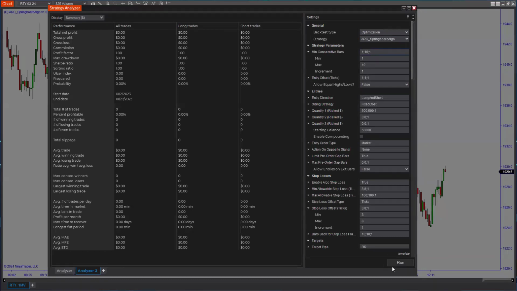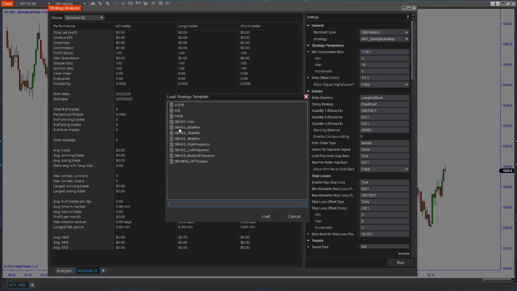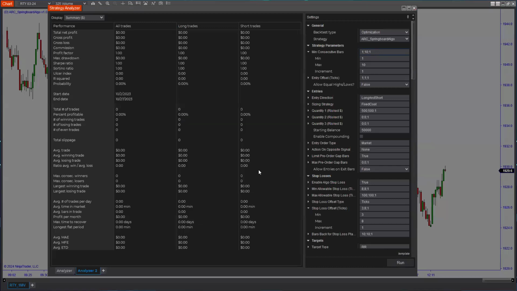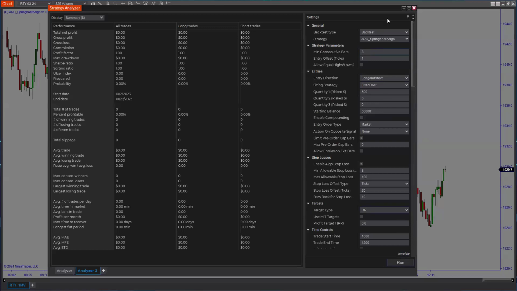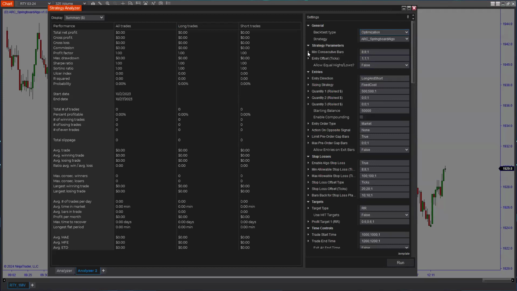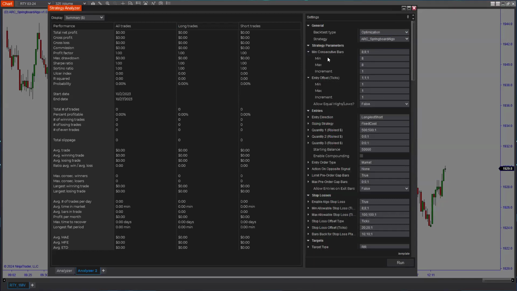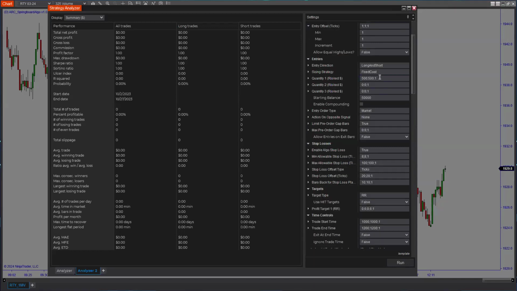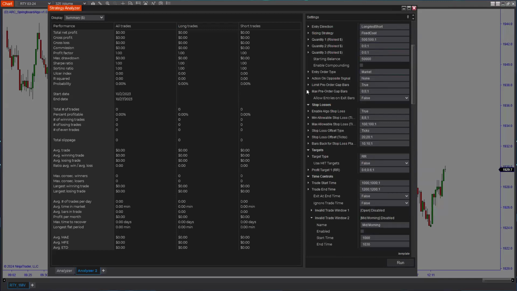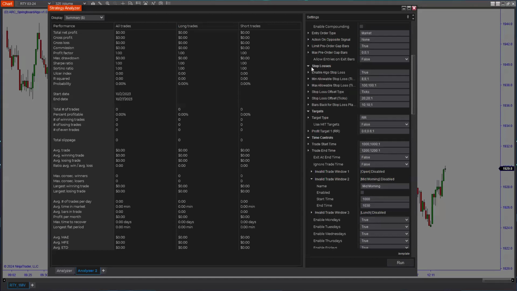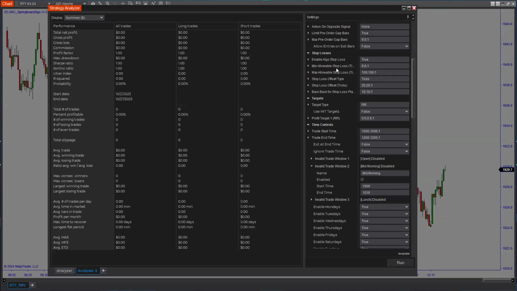All right, so what I'm going to do here is load a template. I'm just going to start with this and then go to optimization, and we're going to do some optimizing. Okay. So minimum consecutive bars is going to be one of the first things that I optimize. Entry offset is going to be one of the first things I optimize. Dollars per trade, I'm just going to leave it at 500 because that's just going to make my life easy.